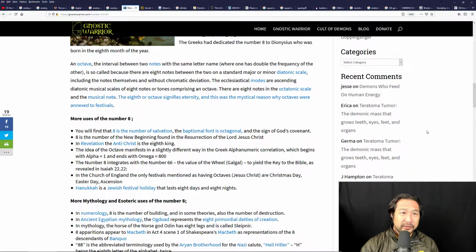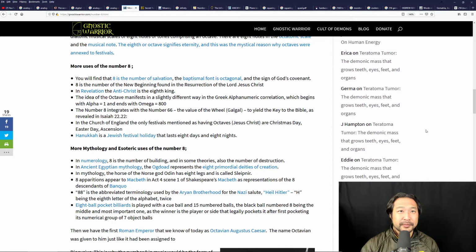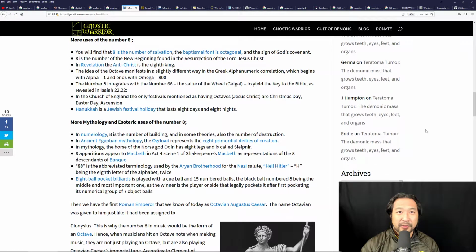An octave, the interval between 2 notes with the same letter name, where one has double the frequency of the other, is so called because there are 8 notes between the two on a standard major or minor diatonic scale, including the notes themselves without chromatic deviation. In most uses of number 8, you'll find that 8 is the number of salvation. The baptismal font is octagonal, and the sign of God's covenant. 8 is the number of the new beginning found in the resurrection of the Lord Jesus Christ. In the Revelation, the Antichrist is the 8th king.